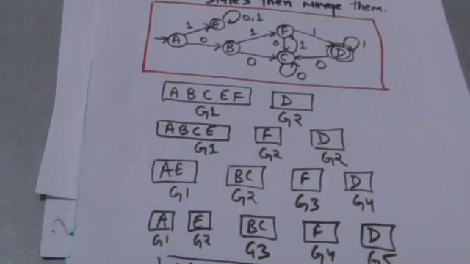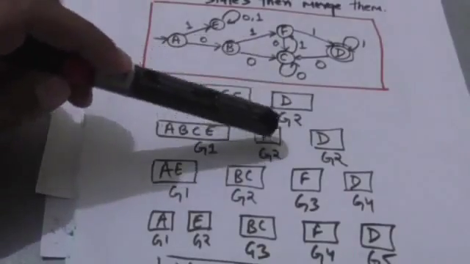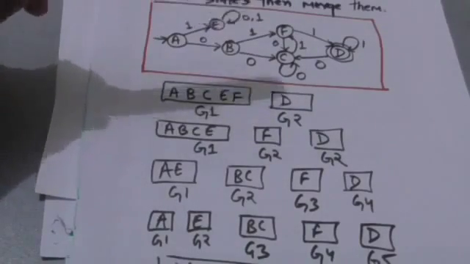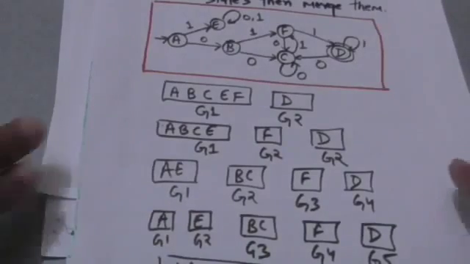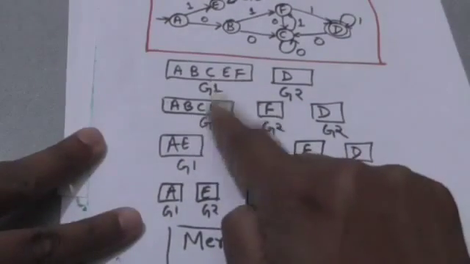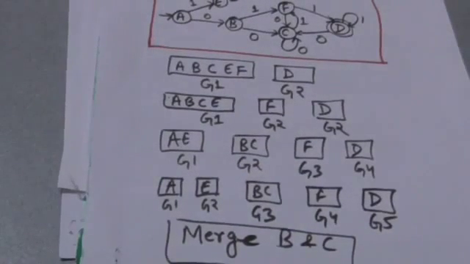So this group G1 has to be divided into two groups, right? So we have divided it into two groups. One group has the states which have transition to G1 for input symbol 1, and the other group has state F, which has transition to a state of G2 for input symbol 1, right? Now we will try to partition or divide this group G1, right?